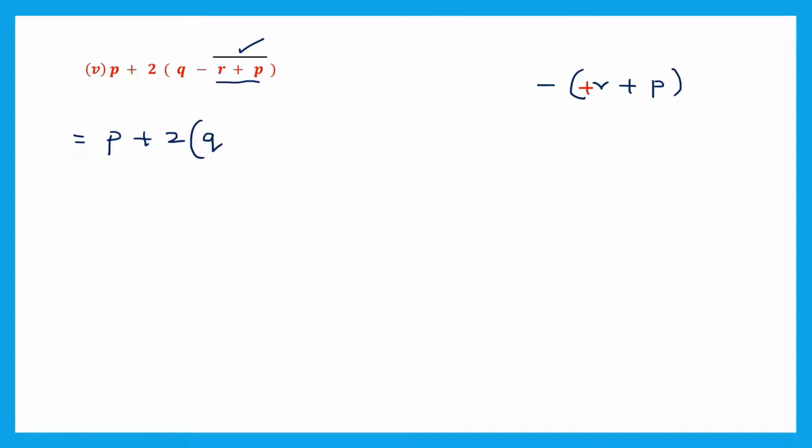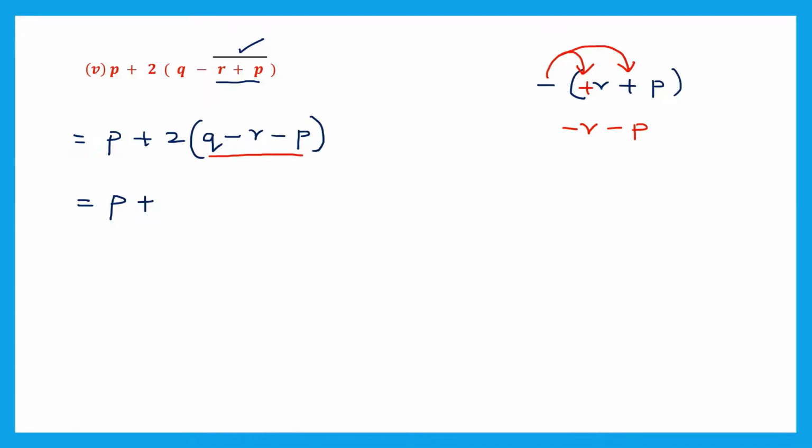Now let me work this out. Minus into plus is minus. So I write minus r, and again minus into plus is minus. So that's minus p. So when I open my bar bracket, I need to write minus r minus p and then close bracket. So this is the common bracket which I should open next. So let me do that. So p plus. Now what is inside the common bracket? Inside the common bracket, I have q minus r minus p.